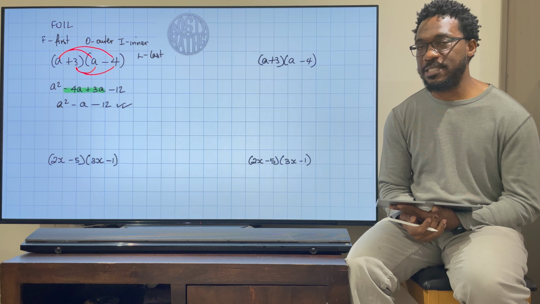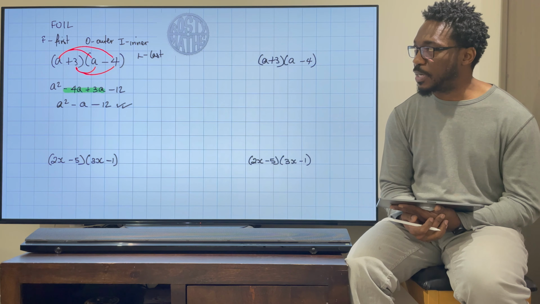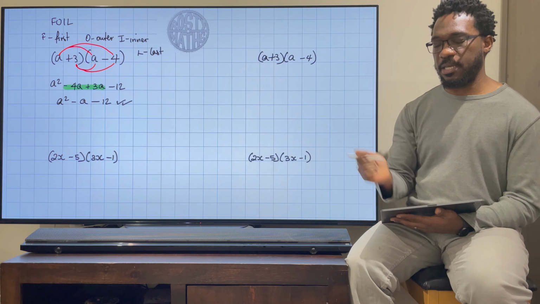Okay, really easy peasy. That's why I like this method, because this method is quick, it's easy, it's good to go. Now the second method I'm going to show you is called the grid method. So same question, let's see if we're going to get the same answer.